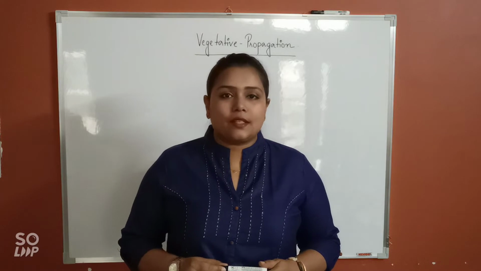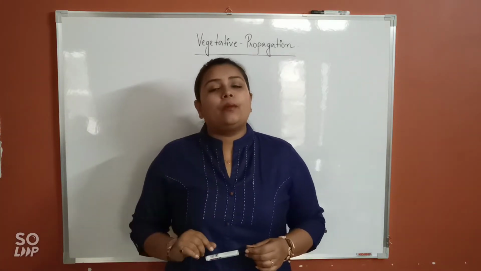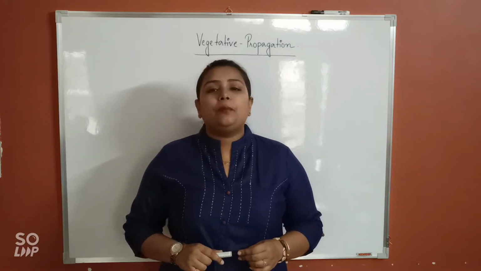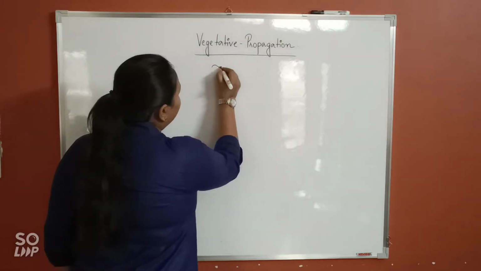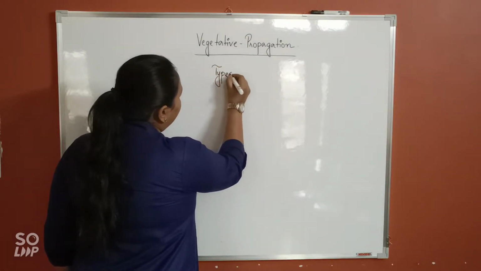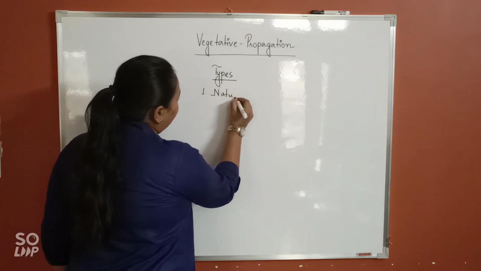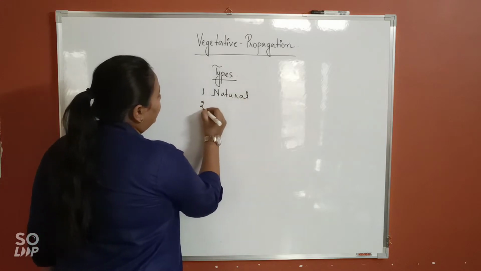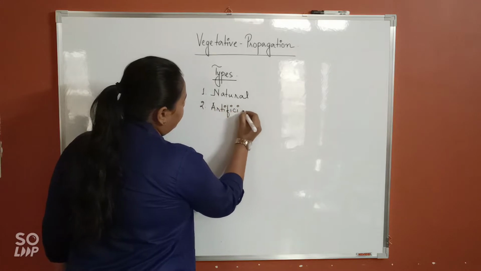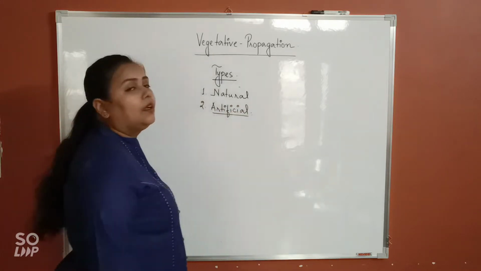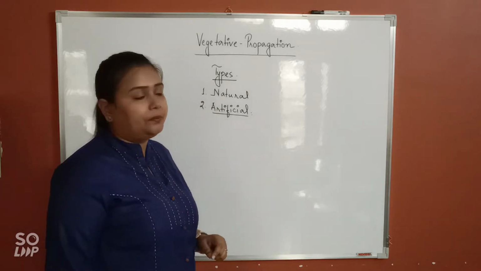Fine. So let us discuss the vegetative propagation process in detail. Now, vegetative propagation can be of two types. One is natural, another is artificial. Let us start with the natural process or mode of vegetative propagation.